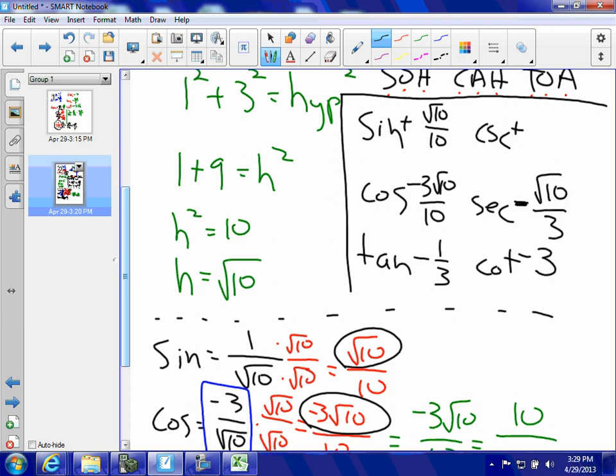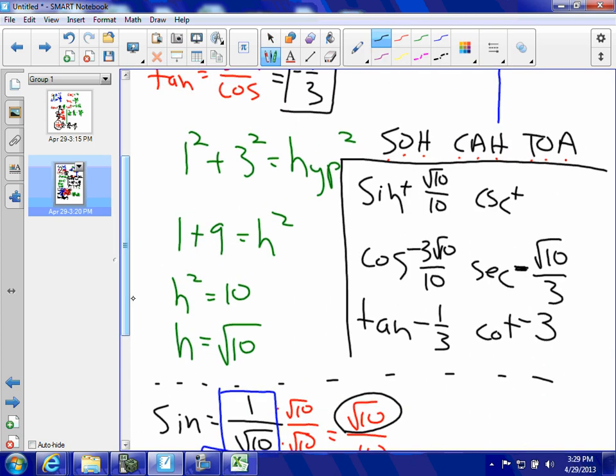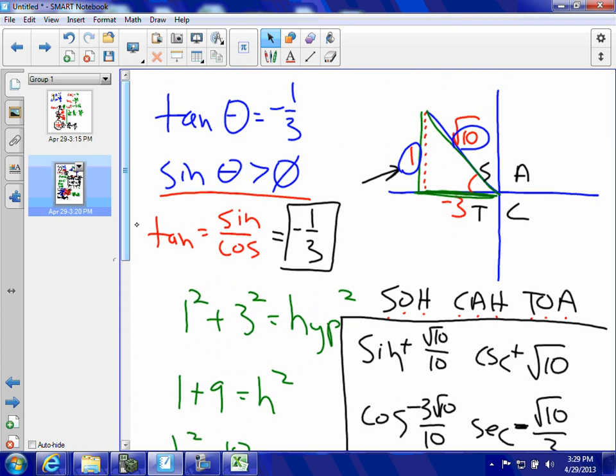And I'm going to do the same thing with my cosecant. I'm going to look back at my sine value, and before I rationalized it, I had 1 over radical 10. So if I do the reciprocal of that, it's going to be radical 10 over 1, which is the same thing as radical 10. So my cosecant is radical 10. And that's how I got all 6 trig values, just by knowing the tangent and the quadrant of one of the other values.